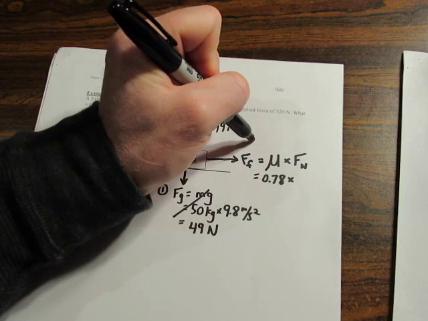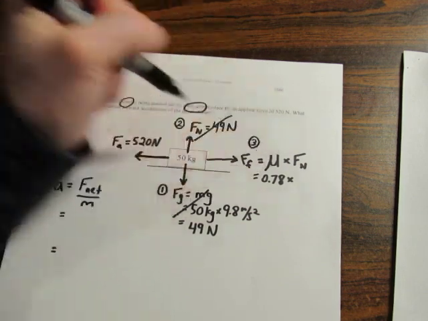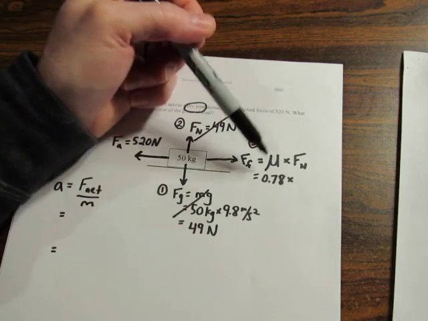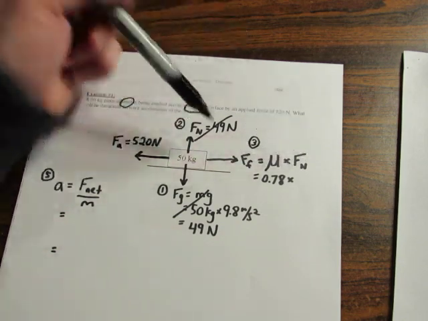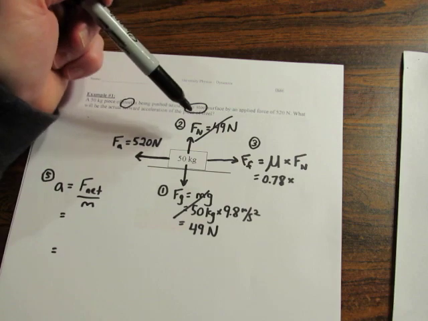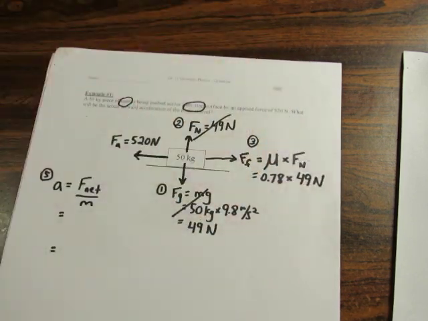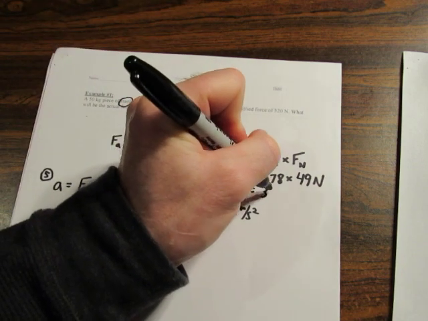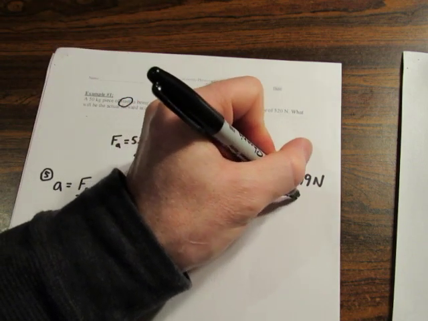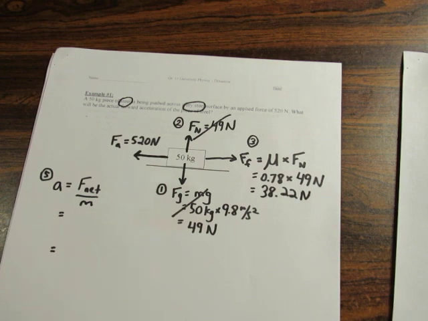Step number 3. Calculate your force of friction. Friction is coefficient times normal force. So 0.78 multiplied by the normal force, 49 newtons. Now this one I need a calculator for. 49 times 0.78. 38.22 newtons.